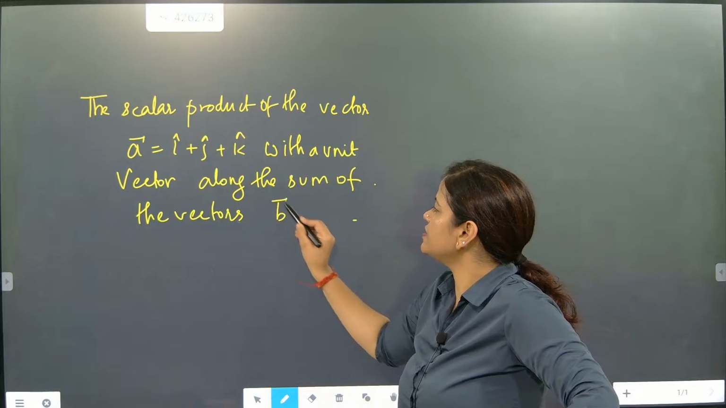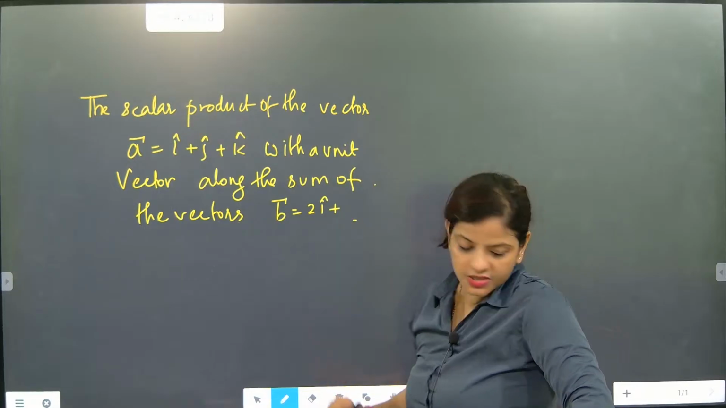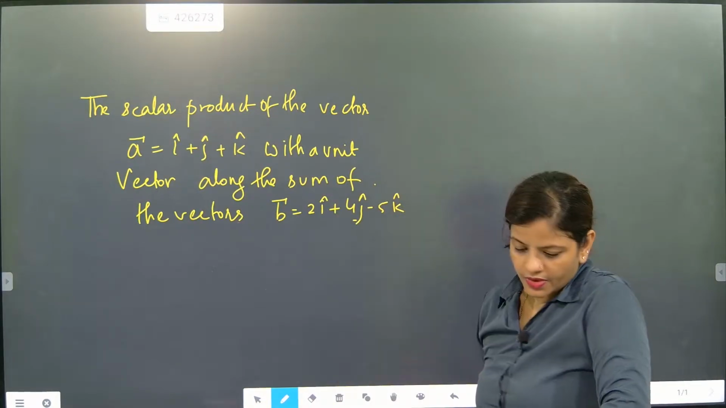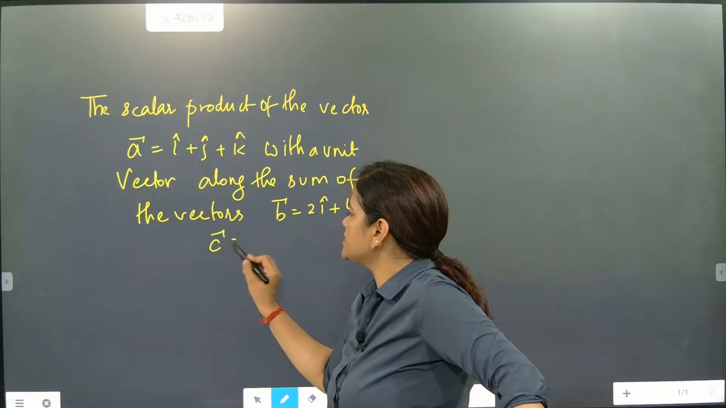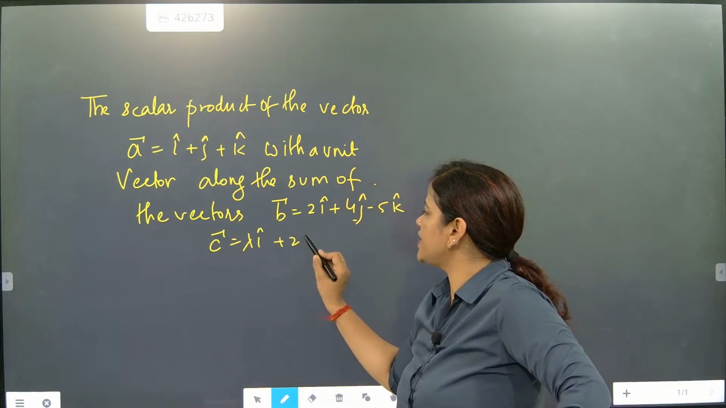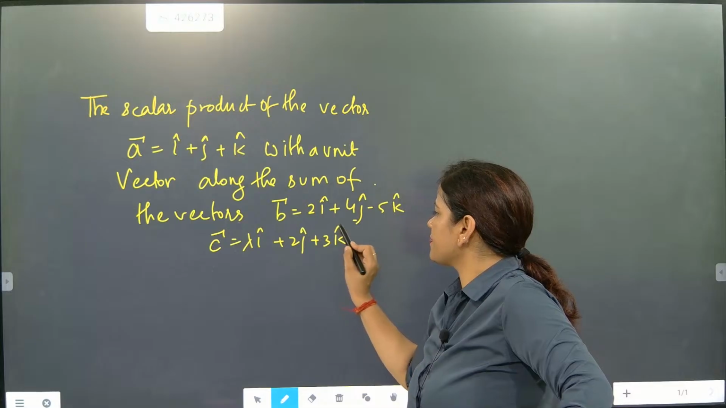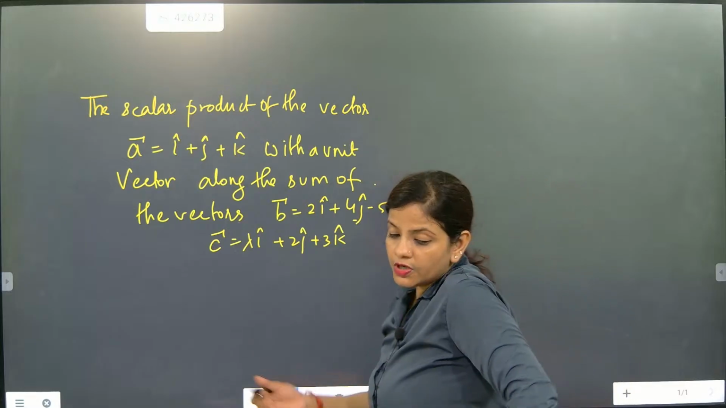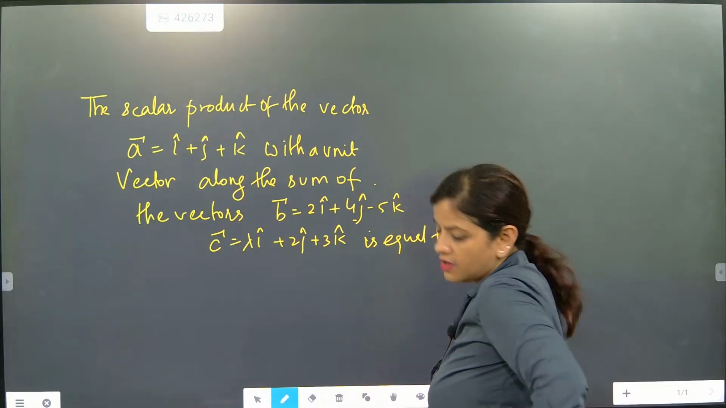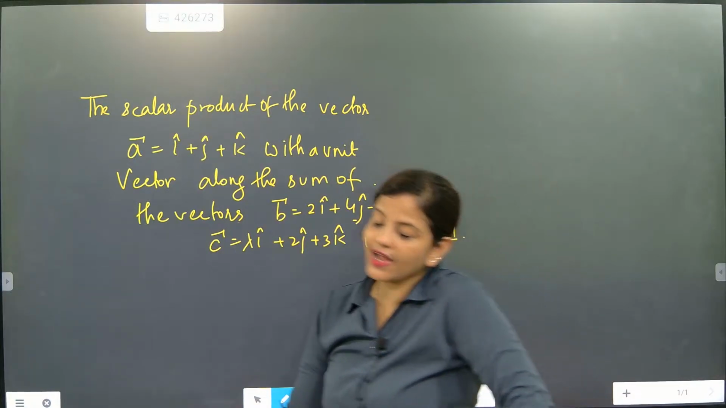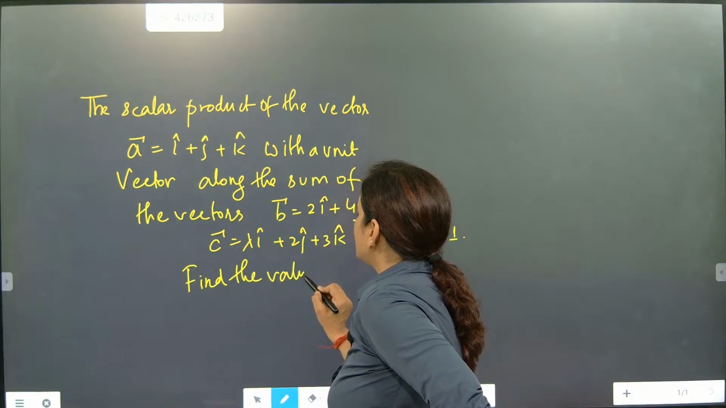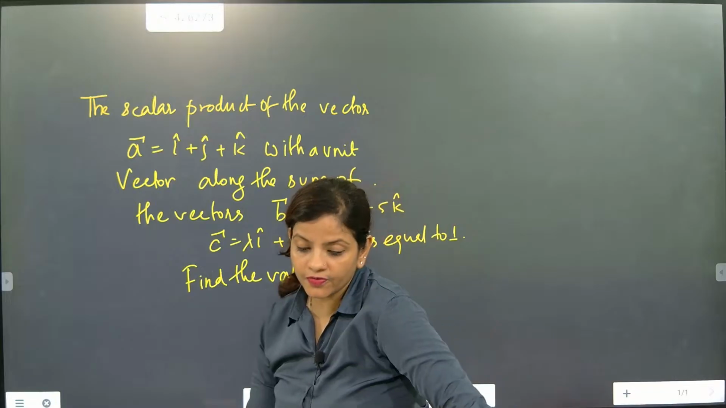Now beta, b vector is written as 2i plus 4j minus 5k, and c vector is written as lambda i plus 2j plus 3k. The scalar product is equal to 1. They have given this part. Find the value of lambda. This you have to find.